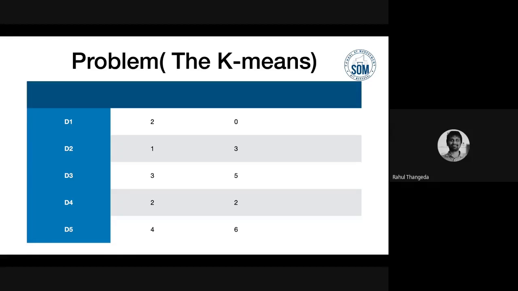In the same way, I have picked point 2 as well. Now for point 2, again I will calculate the distance of all the variables. Whichever cases have the minimum distance will come into point 2. And in the same way with point 3 as well.